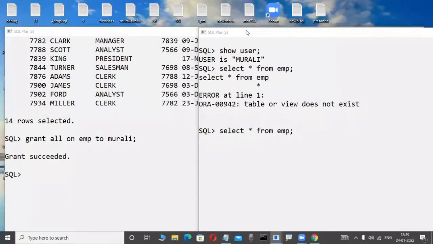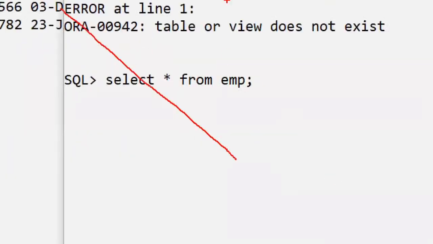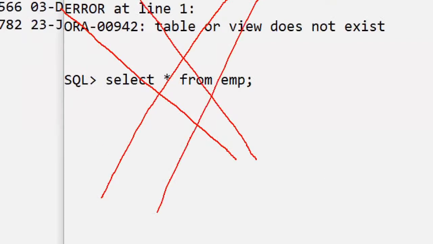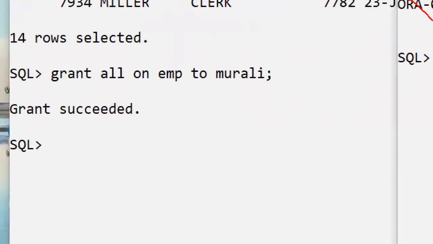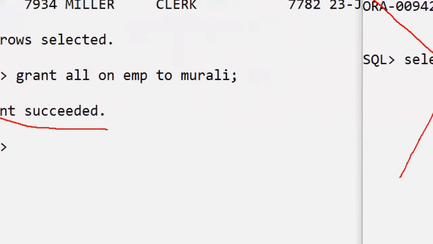Very good, very good. So many fellows are in our class. Otherwise, if I am a first-time newcomer, I am also thinking like that: oh, nothing is there, grant is succeeded, then possible. You are also telling like that, I am also thinking like that. But impossible. That is the beauty of the relational data model. Impossible. What is this? Here grant is succeeded. Now, why is it not possible?